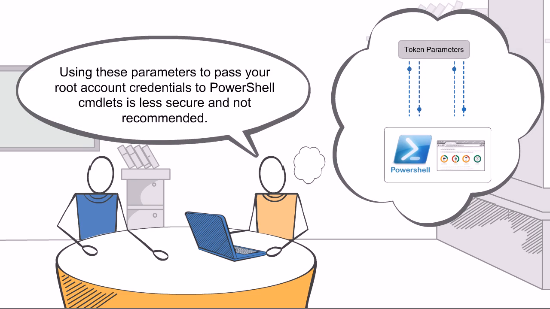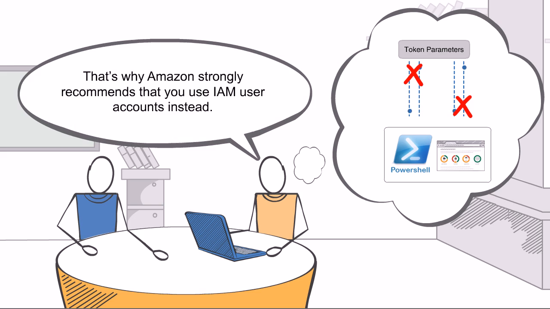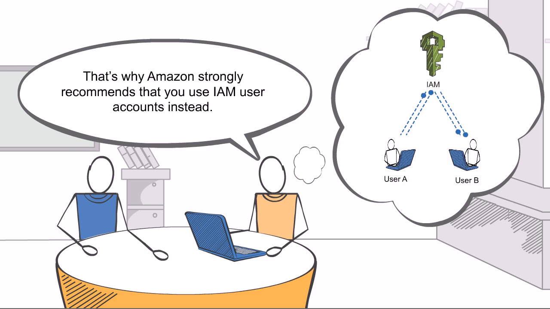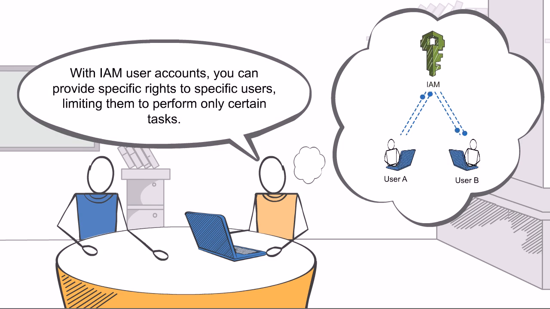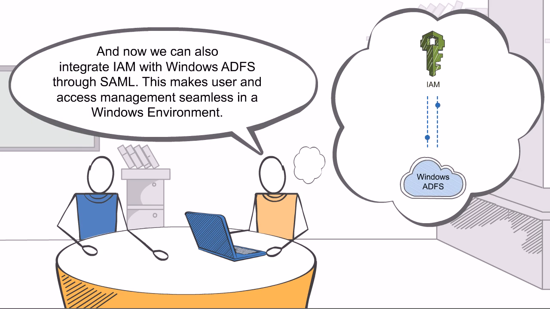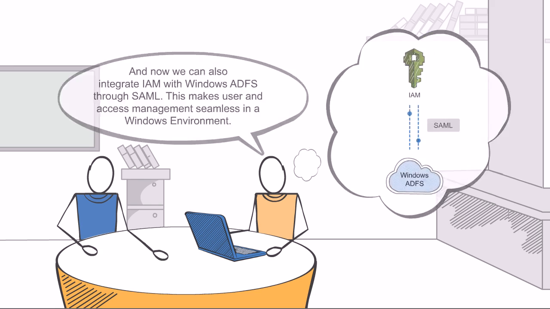Using these parameters to pass your root account credentials to PowerShell commandlets is less secure and not recommended. That's why Amazon strongly recommends that you use IAM user accounts instead. With IAM user accounts, you can provide specific rights to specific users, limiting them to perform only certain tasks. And now we can also integrate IAM with Windows, ADFS, through SAML. This makes user and access management seamless in a Windows environment.